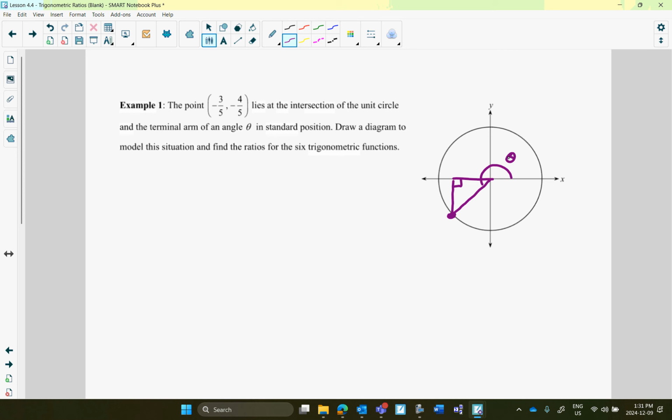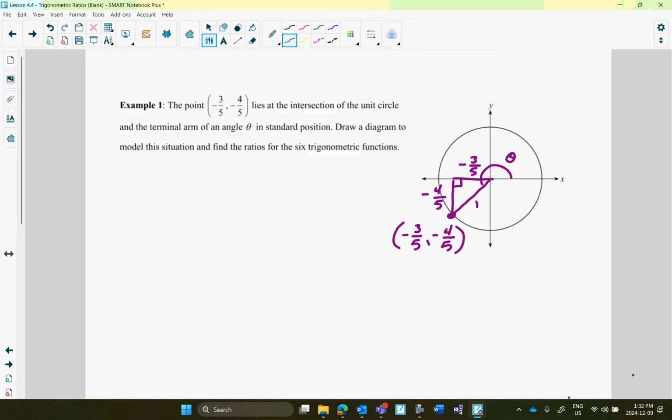So this is the point, negative 3/5, comma negative 4/5. And remember, it's on the unit circle. What's this length? 1. Okay? This length, remember, the first is the x coordinate, and the second is the y coordinate. So now that I've got all three sides, I can do all 6 ratios.